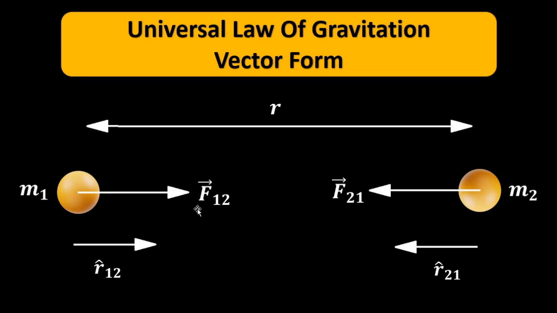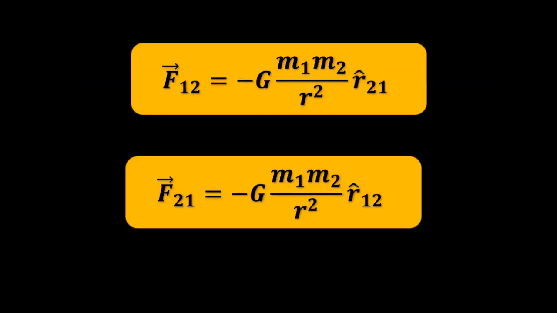So always remember, the body which is exerting the gravitational force on the other, the displacement vector originates from that mass or that body. So in the first case, gravitational force exerted on mass 1 by 2, mass 2 is the object which is exerting the gravitational force. That's why the displacement vector starts from 2, that is from 2 to 1.